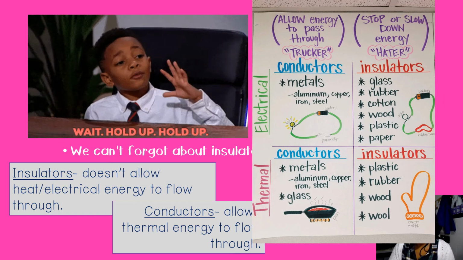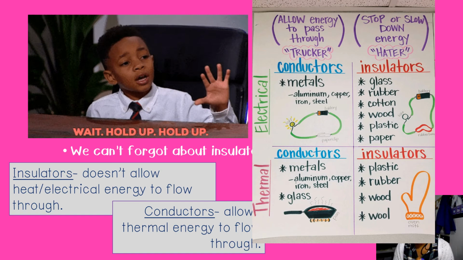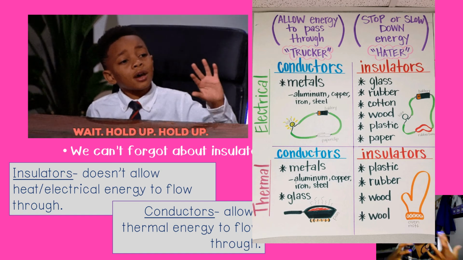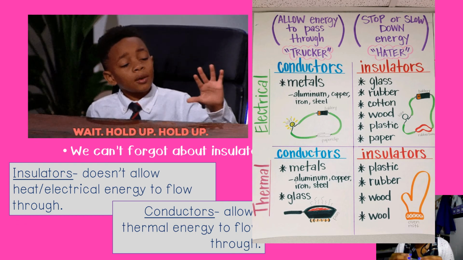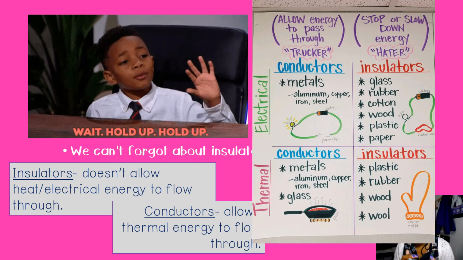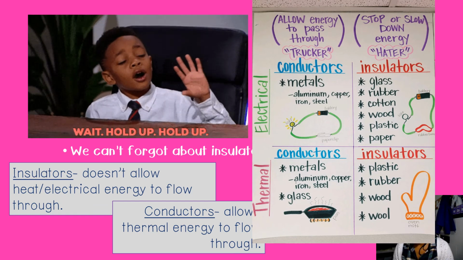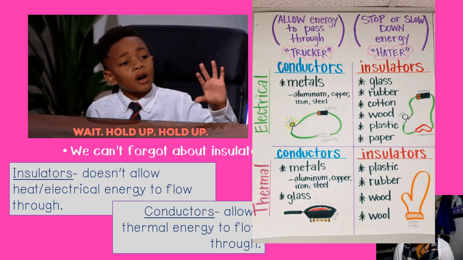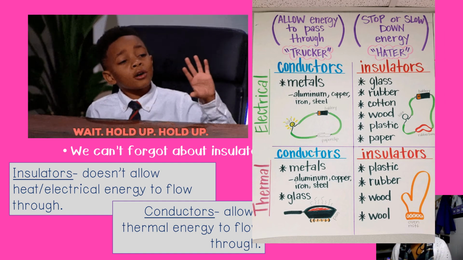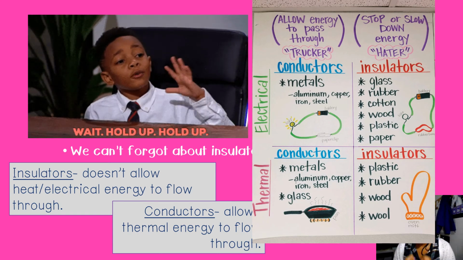We see that metals are good electrical conductors and thermal conductors. That's true because a lot of electrical conductors are those wires, and a lot of thermal conductors are our metal pans, the pans that we cook with. However, another thermal conductor is glass. But where is glass for electrical? Glass is an electrical insulator. So glass is a thermal conductor.